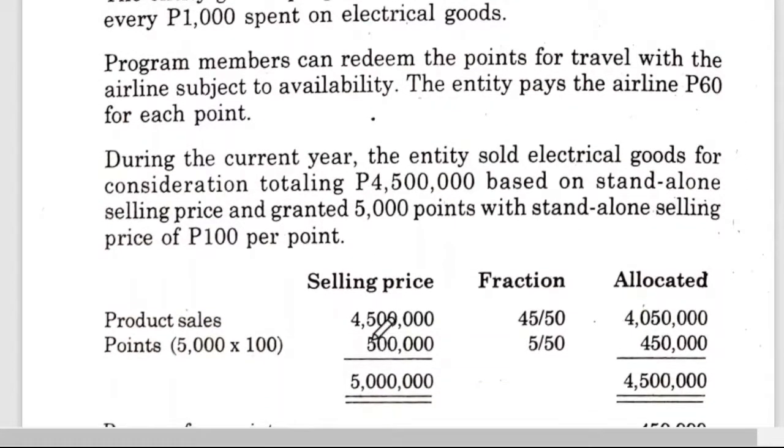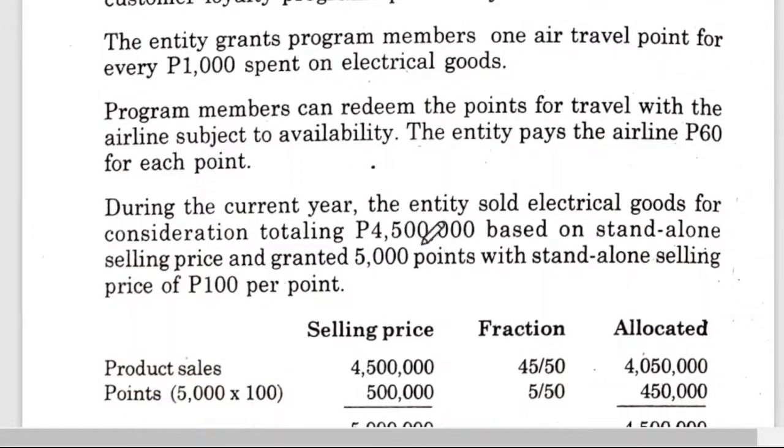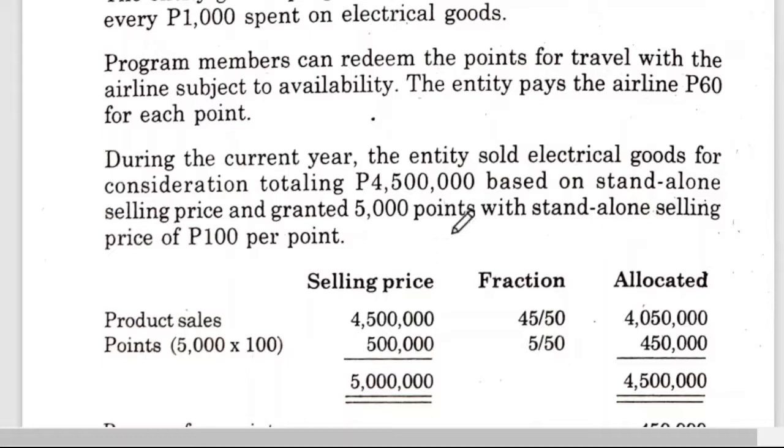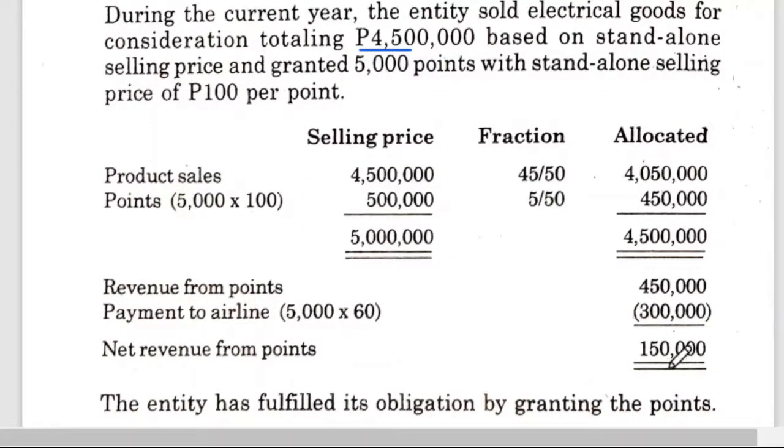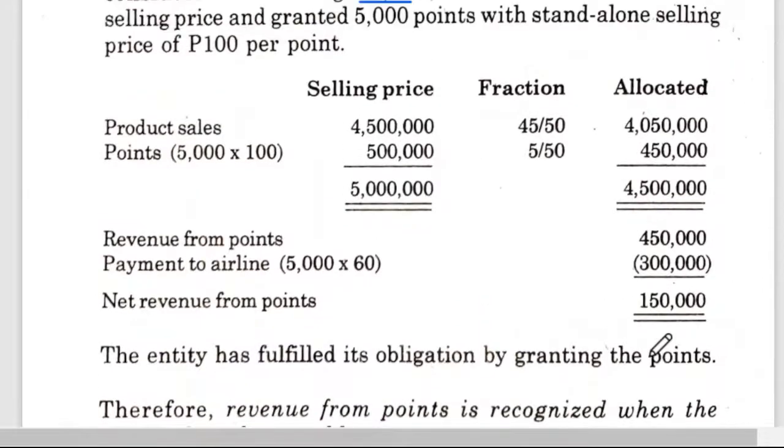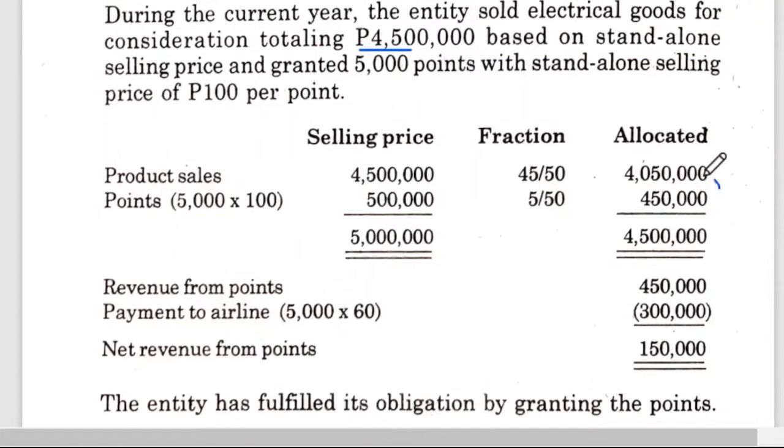So again, we have to sum up the value of the sales and also the value of the points to get the fraction. And if we already have the fraction, we multiply it to the transaction price on the sale. So 4,500,000, that's the consideration for the electrical goods sold. And then the points is 5,000 times 100, so that's 500,000. So the fraction is 45 over 50 and then 5 over 50. Allocate it to the total transaction price of 4,500,000. The sales will be valued at 4,050,000 and the points is valued at 450,000. So if you are asked what is the net revenue from the points, that would be 450,000, which is the value of the points.